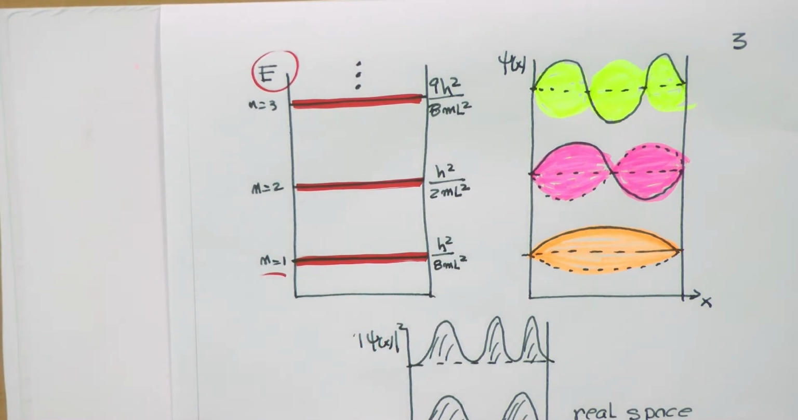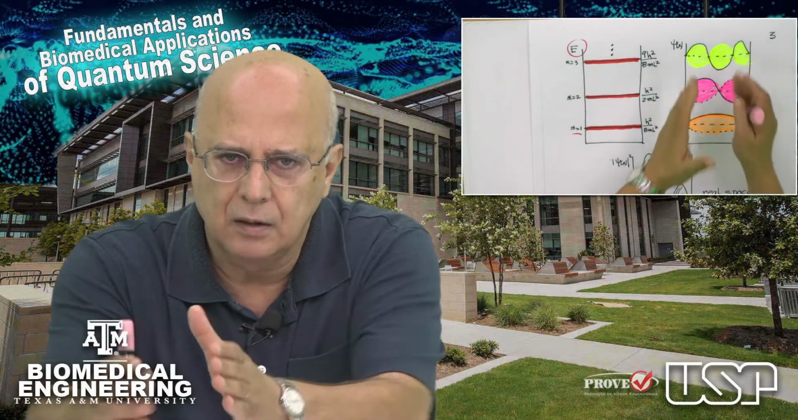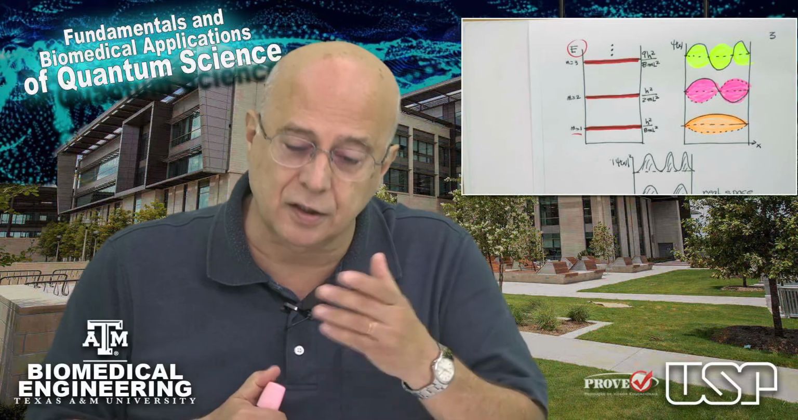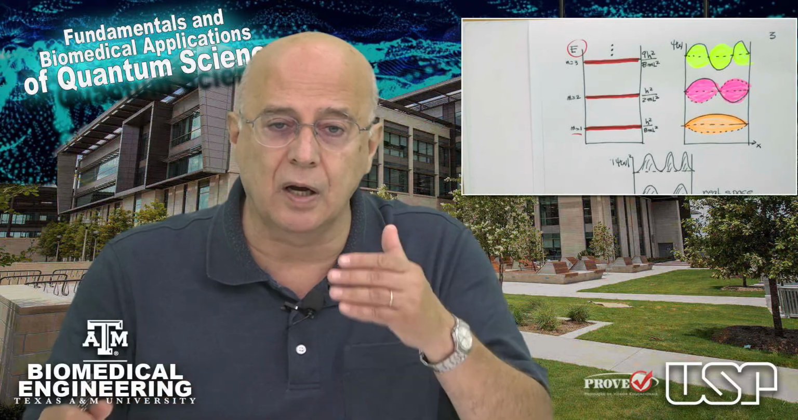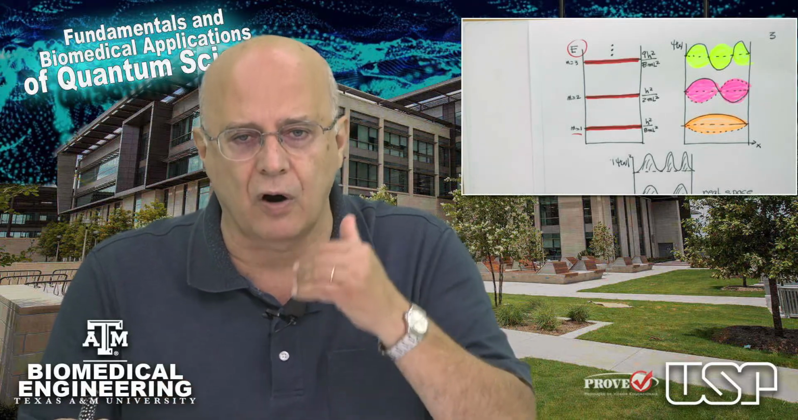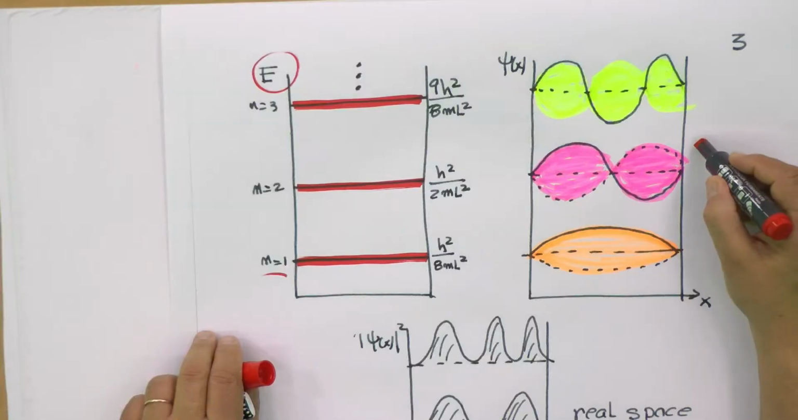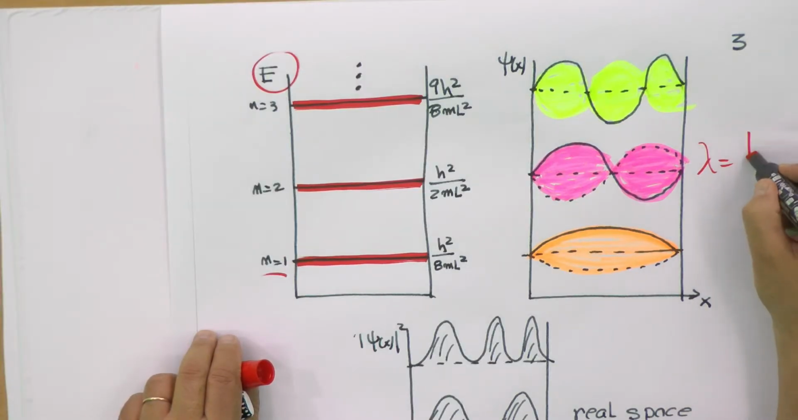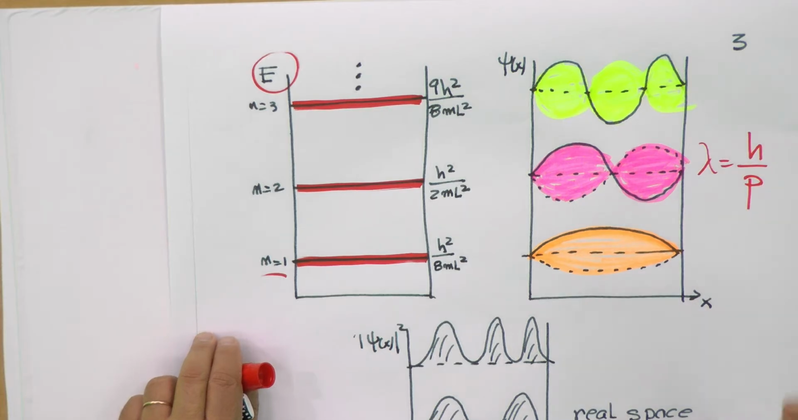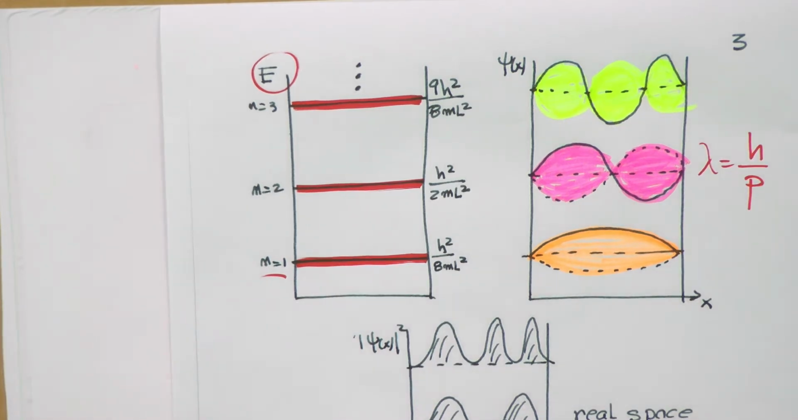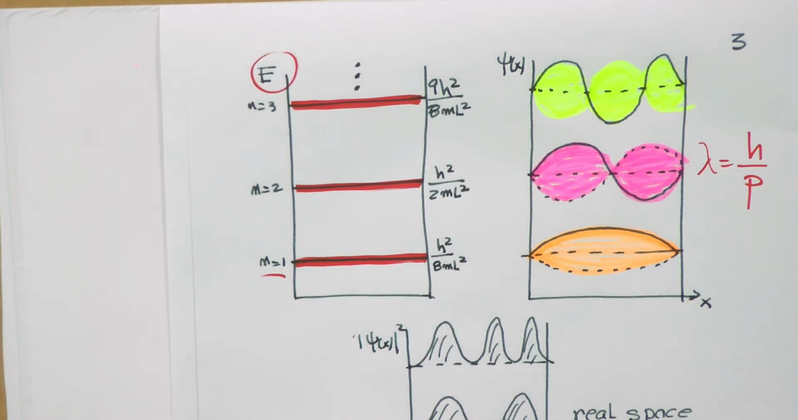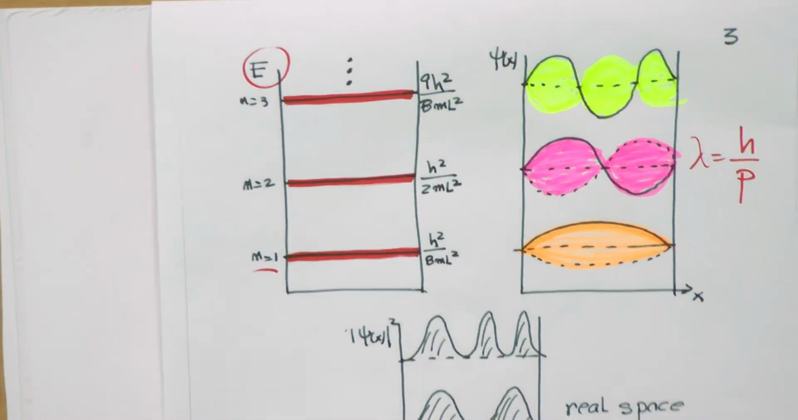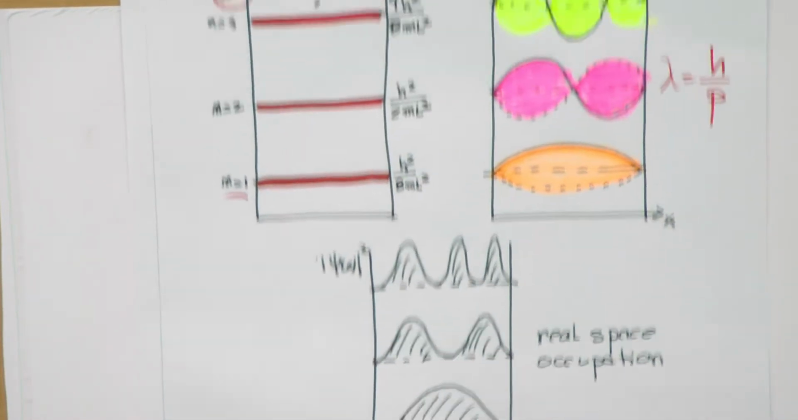Increasing the energy for the particle in the box means that we are increasing the momentum. Therefore, we are decreasing the wavelength; remember, the wavelength is h divided by the momentum. And the momentum is the square root of the energy in this case. We want to take the modulus squared, which is the probability distribution.